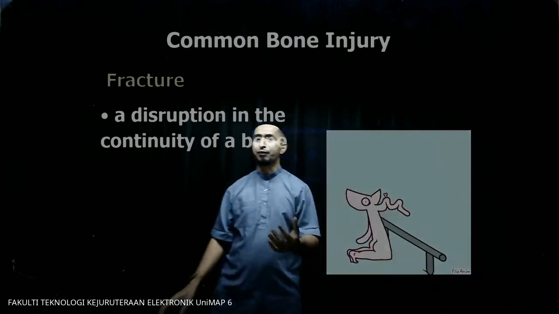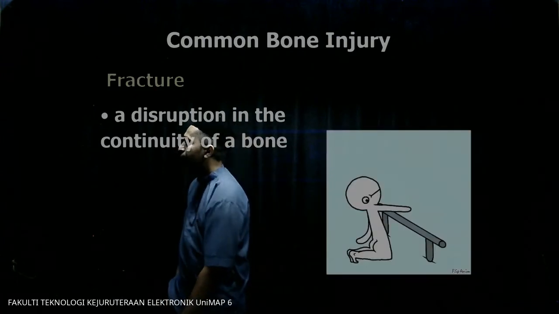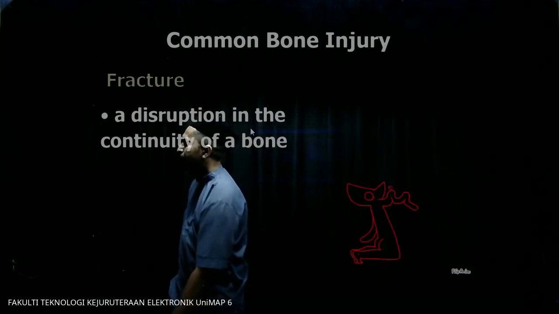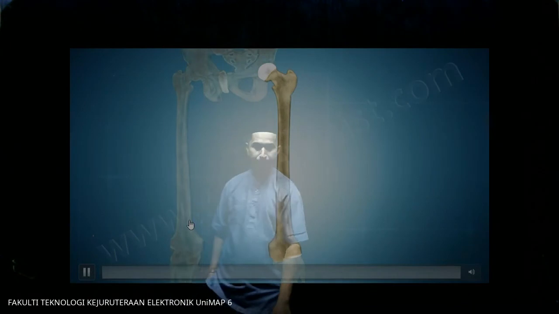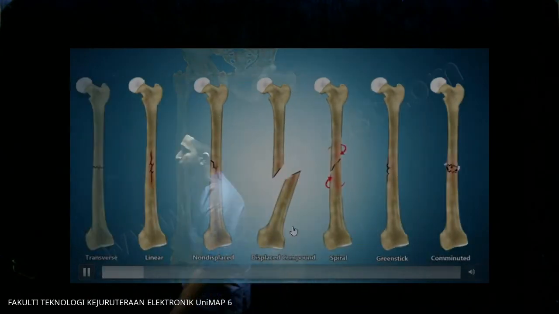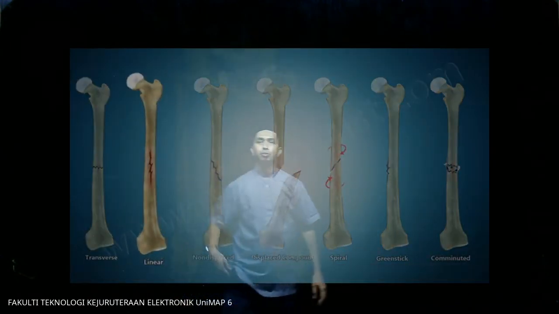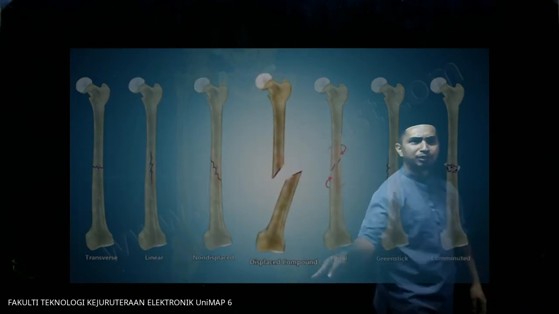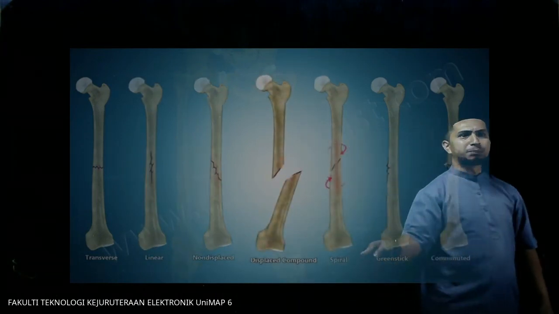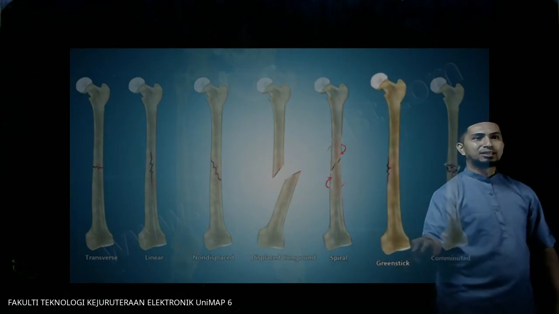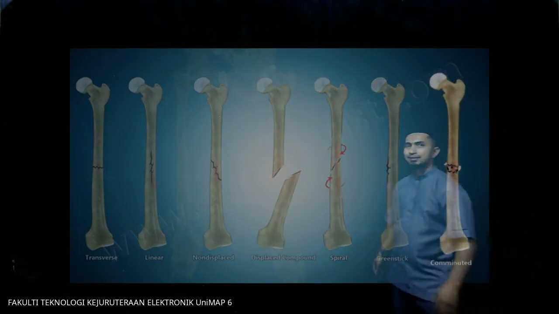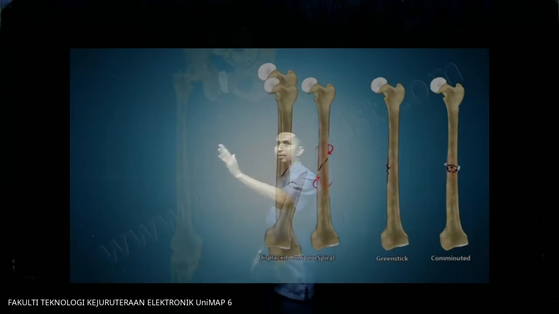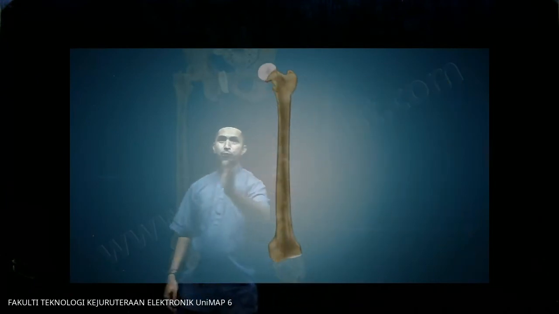There are a few types of fracture. This one you must know. Okay, let's look together. We have transverse, linear, non-displaced, displaced, compound, spiral, greenstick, comminuted. There are a few types of fracture in our bone.